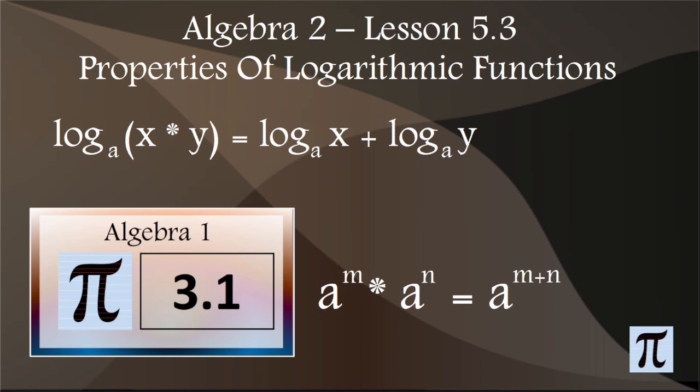Back in Algebra 1, section 3.1, we learned that when you multiply two things together that have exponents but the same base, you add the exponents. So a to the m times a to the n equals a to the m plus n. We started with multiplication and we ended with addition. This is why log base a of a product is equal to those two logs added to each other.